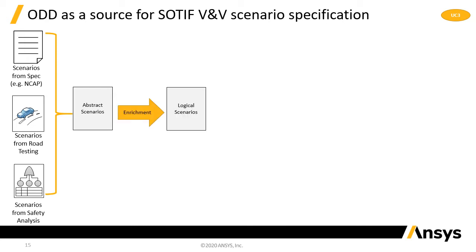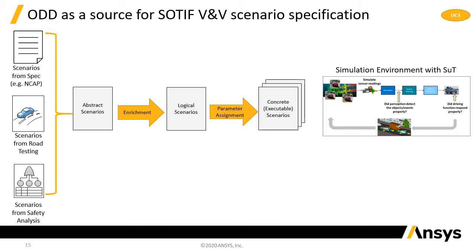From abstract scenarios, I can refine some more details, make it more realistic, but still with open parameter ranges. So we have the min, we have the max, but not choosing a particular speed, a particular distance, a particular visibility. This is what we call a logical scenario. And the next step is then the parameter assignment, where we create really lots, thousands, millions of concrete executable scenarios that can, for instance, be described in the OpenSCENARIO 2 language and played on a simulation environment.